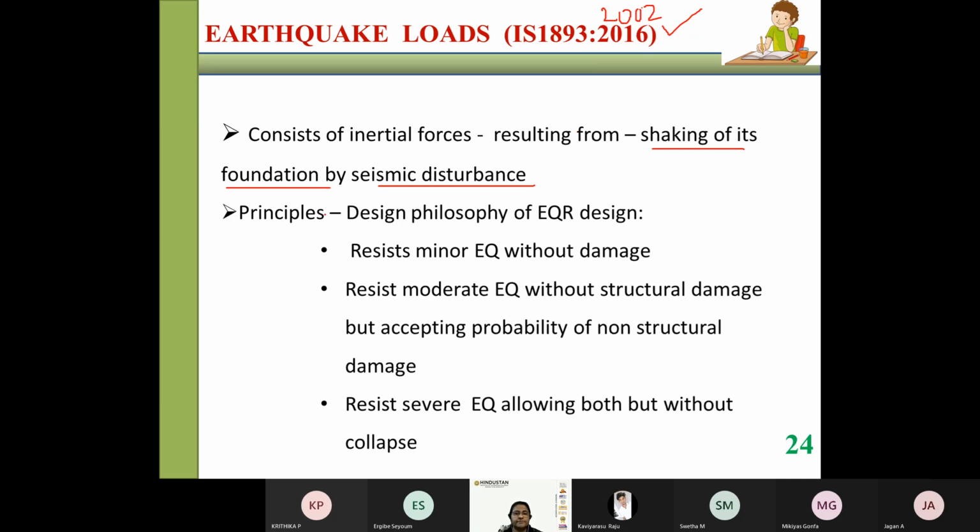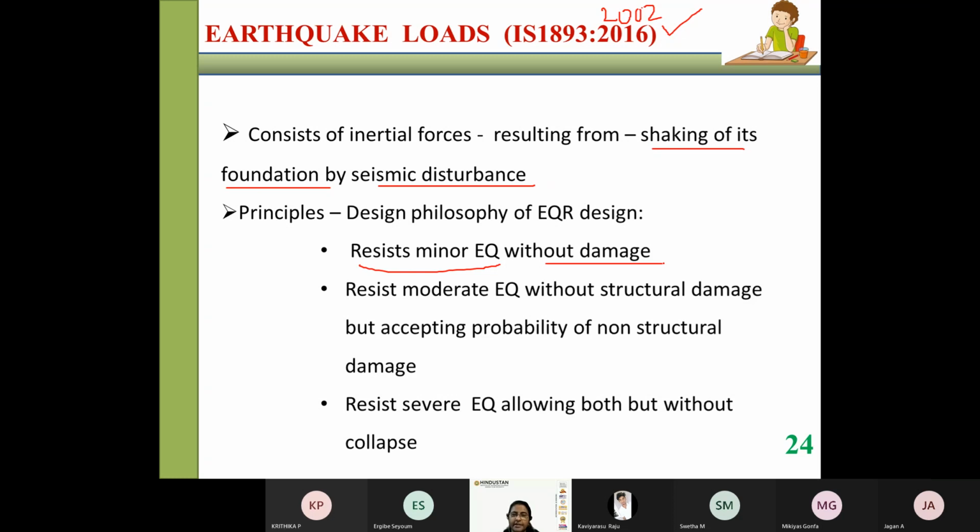The major principle, when we take an earthquake load, is that we need to consider the design philosophy: how this earthquake load has to be considered and taken into consideration for the analysis. There are three major criteria involved when you take an earthquake load. The first one is that when we analyze the building for an earthquake, it has to resist a minor earthquake without any damage.